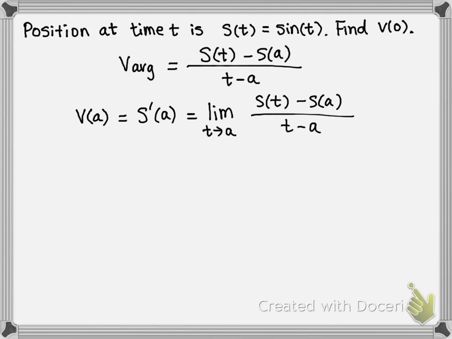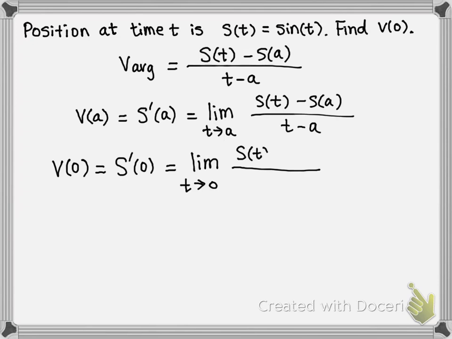So the relationship between velocity and the position function is that the velocity is the derivative of the position function. So if we want to find v of 0, using the formula, it is the same as s prime at 0. So it is the limit as the time t approaches 0 of s of t minus s of 0, over t minus 0. So what is this limit?